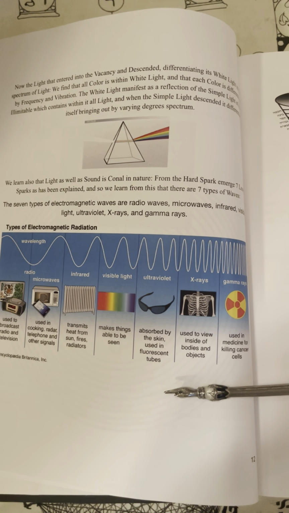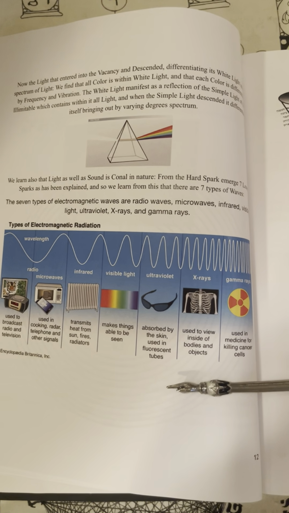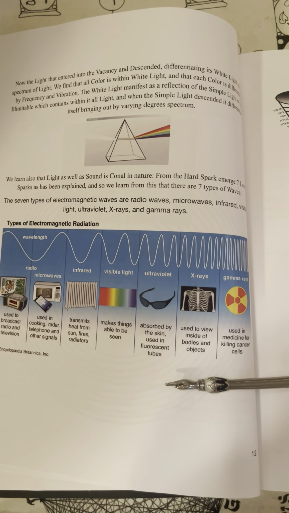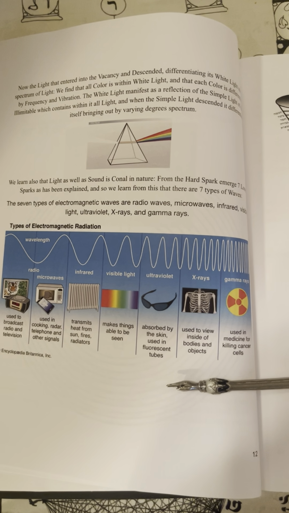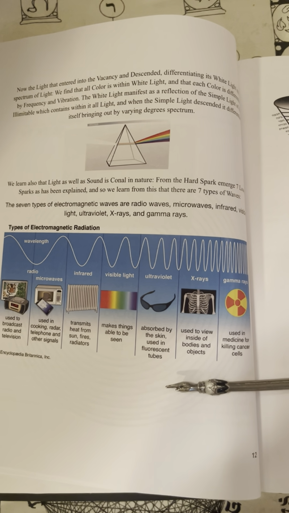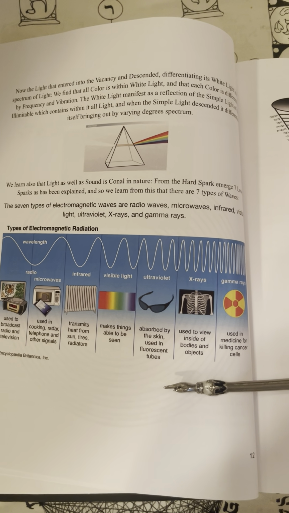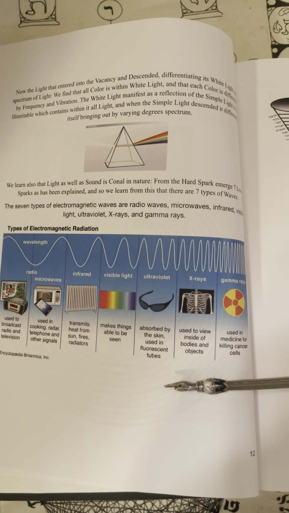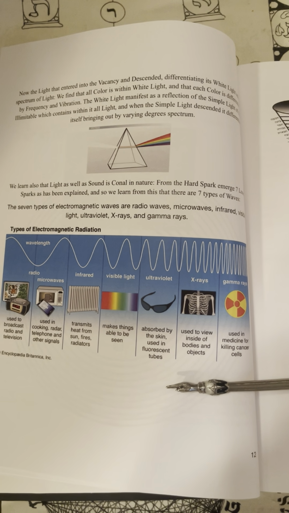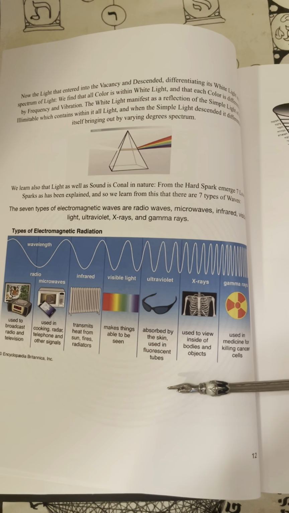On page 12, now the light that entered into the vacancy descended, differentiating its white light into a spectrum of light. We find that all color is within white light, and that each color is differentiated by frequency and vibration. The white light manifests as a reflection of the simple light of the illimitable, which contains within it all light. And when the simple light descended, it differentiated itself by bringing out varying degrees of spectrum.